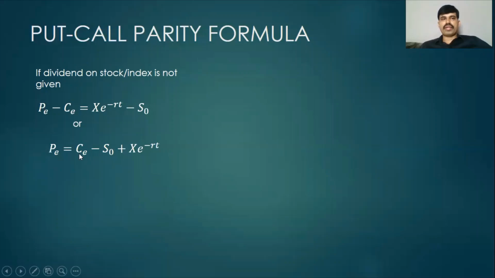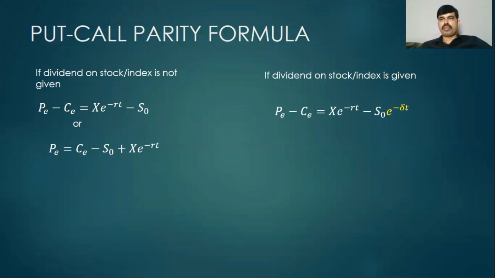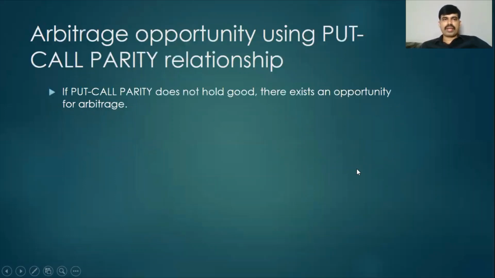And similarly, if the dividend on the stock or index is given, remember we need to remove the effect of the dividend from the spot price, and thus the formula remains almost the same, except we will be considering e to the power minus delta t, where delta here refers to the annual dividend rate of the stock or the index. So by rearranging, we can find out the value of the put option using this formula, wherein the value of the put option is nothing but call option minus the discounted value of the spot price plus the discounted value of the exercise price.